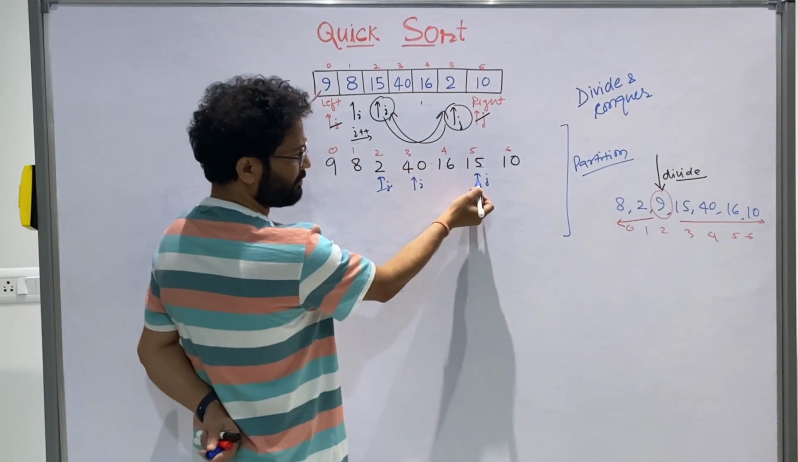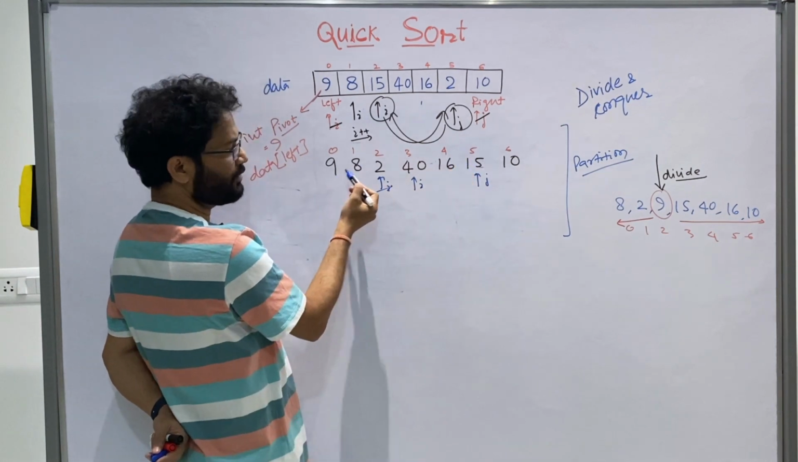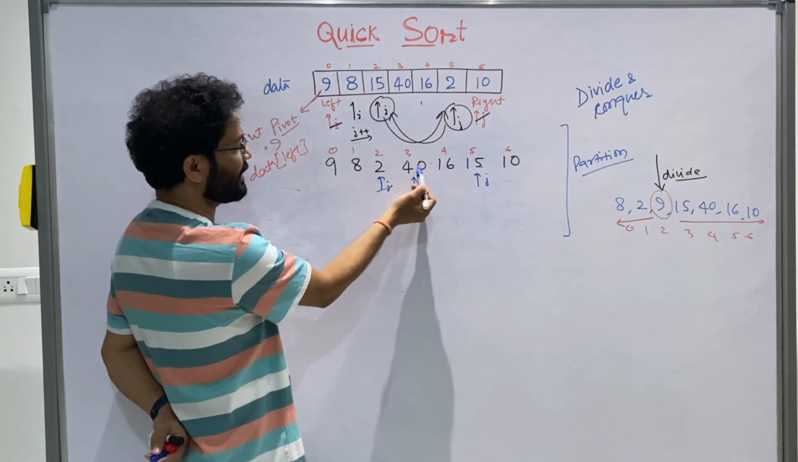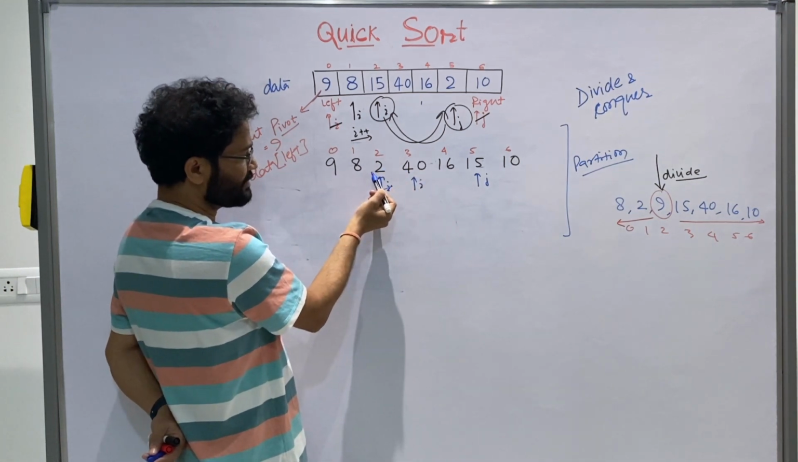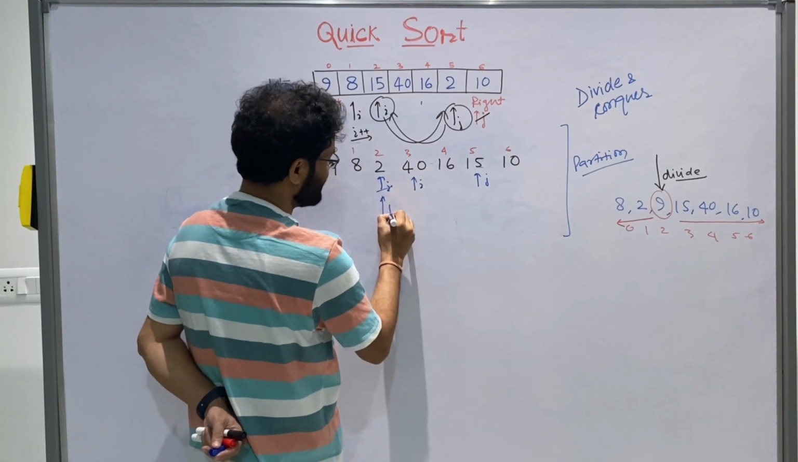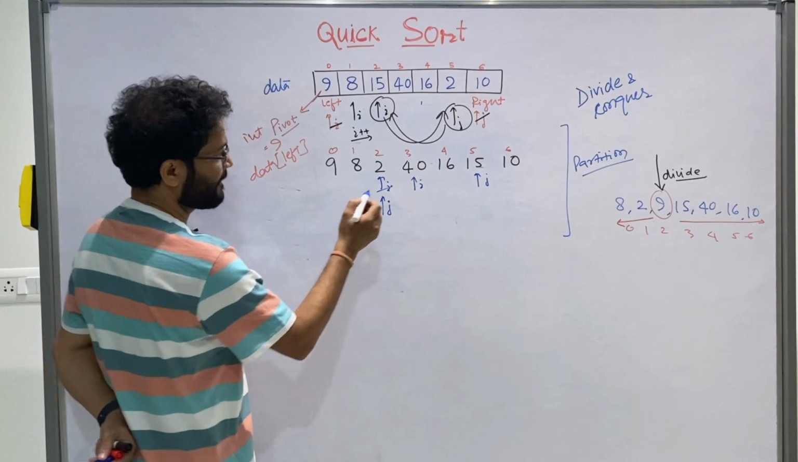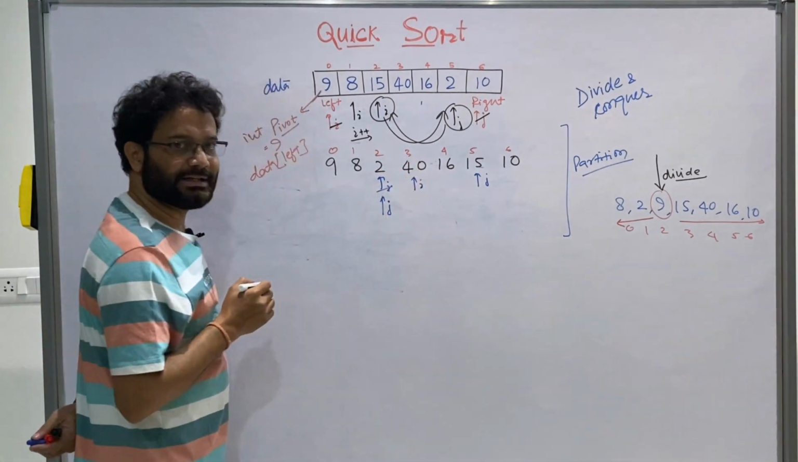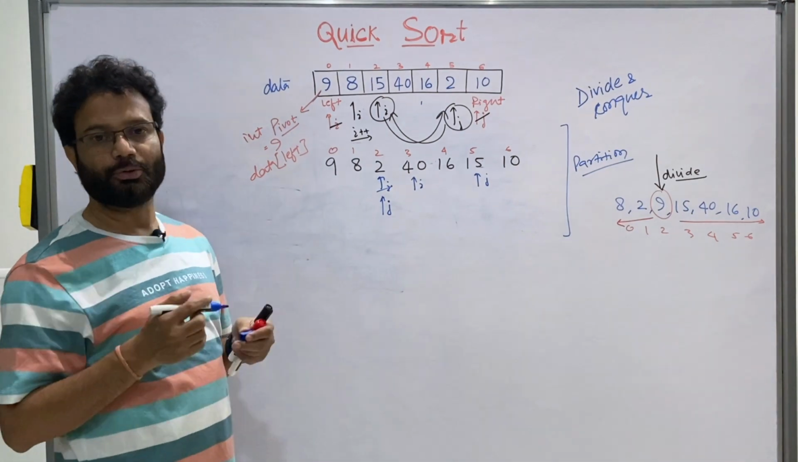Do again here, j. 15 is smaller than 9, no. 16 is smaller than 9, no. 14 is smaller than 9, no. 2 is smaller than 9, yes. So j will come here and now j is here. But now if you see, i becomes greater than j. So we will come out of the loop.